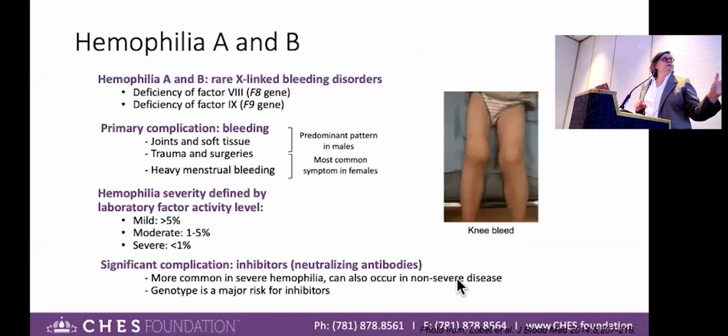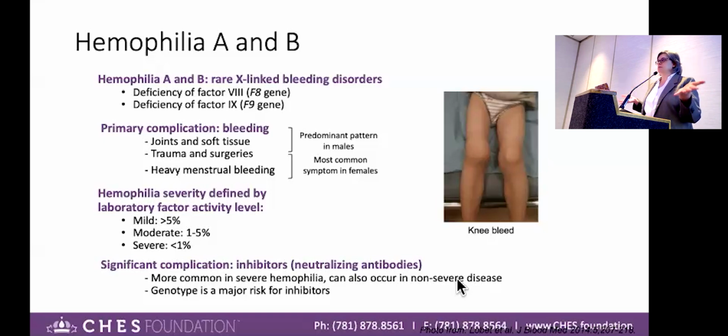So both hemophilia A and B are what we call X-linked disorders. That's because the genes that encode factor 8 and factor 9 are on the X chromosome, which is one of our sex chromosomes. We have an X chromosome and we have a Y chromosome, and we're going to talk more about that. So hemophilia genes are on the X chromosome.